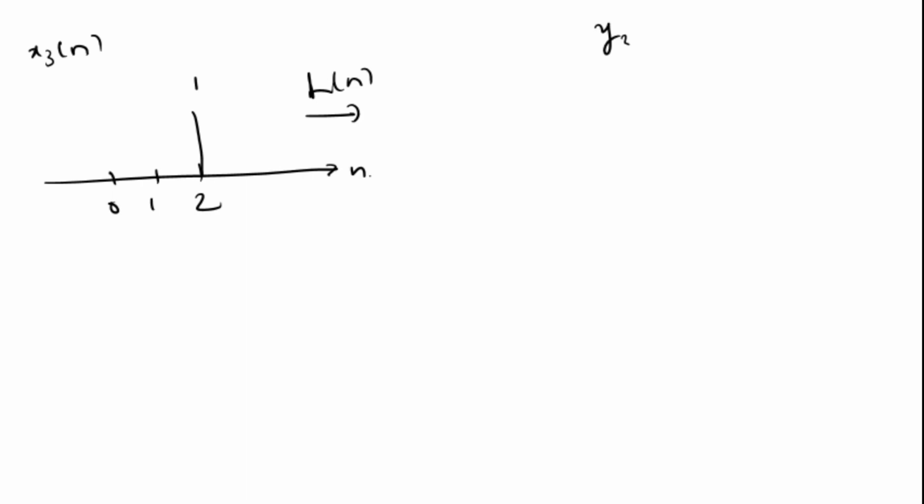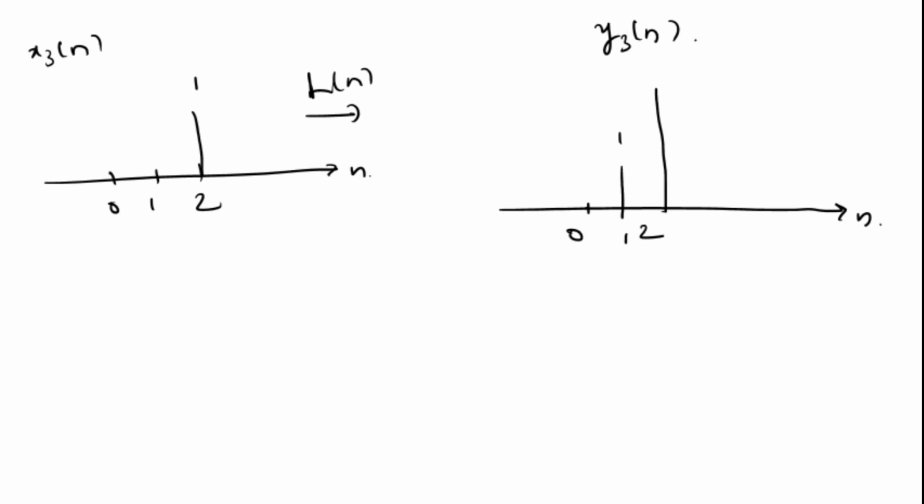Then x3 of n is equal to, the signal is present at 2 with amplitude 1. We have to multiply with h of n to get y3 of n. Then y3 of n will be, at 1 it is 1, at 2 it is 3, at 3 it is 2, at 4 it is -1, at 5 it is 1.